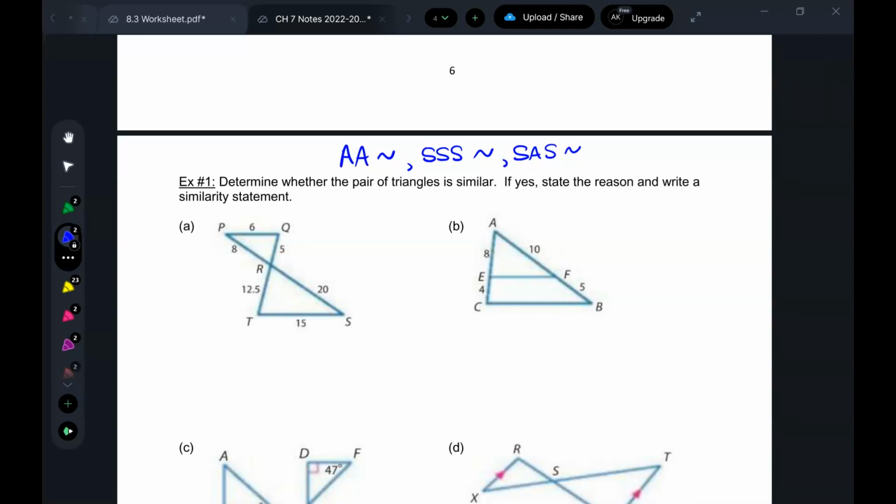Well, angle, angle, angle is the same thing as angle, angle. What about angle, side, angle?